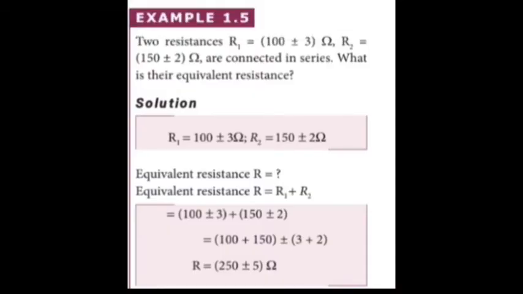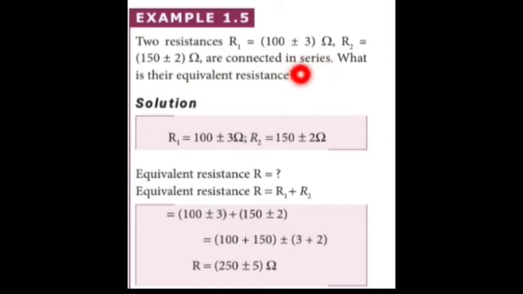See the screen. Example number 1.5. Two resistance values will be given, that is R1 is equal to 100 plus or minus 3. So what is 100? It's like A, and what is 3? It's del A. The unit of resistance, you know, is ohm. Okay, and the R2 value will be given, that is 150 plus or minus 2 ohm. They are connected in series combination.